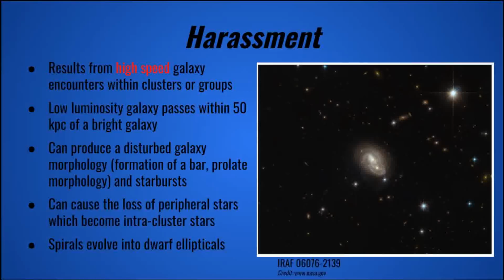And what happens is that because the gas gets in some ways disturbed, it can trigger star formation in those areas where the gas gets compressed. Sometimes stars are lost, like they just become wandering stars around the cluster or the group. And because the morphology is disrupted and some galaxies and gas can be stripped off, the spiral will become an elliptical, but a dwarf elliptical, because it will lose mass.